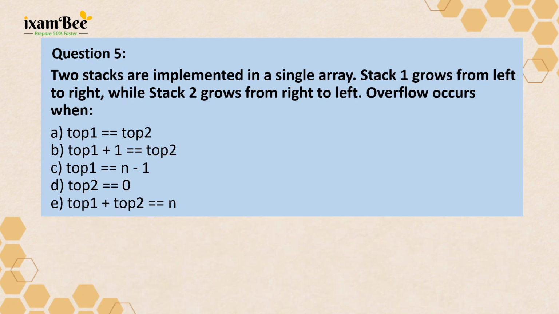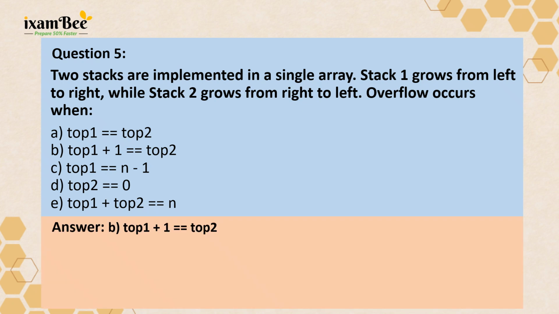So in this question, two stacks are implemented in a single array. Stack 1 grows from left to right, while stack 2 grows from right to left. You have to tell the condition when the overflow occurs. The answer to this question is B, where top 1 plus 1 will be equal to top 2. So this is the condition when there will be no more space available in the array for elements to be inserted.